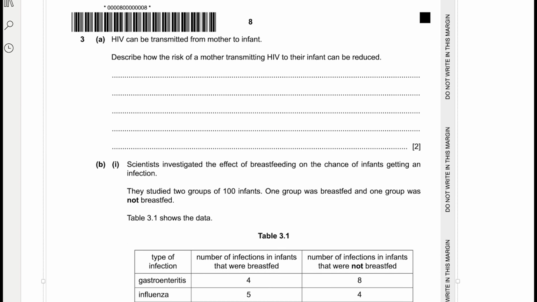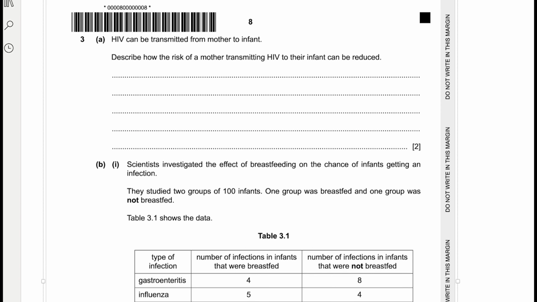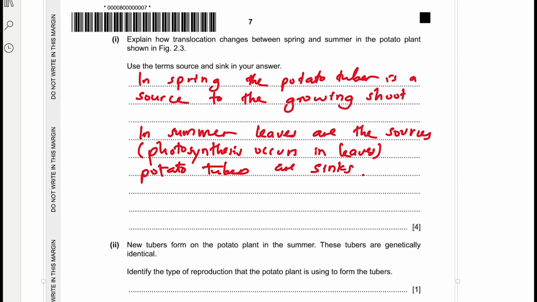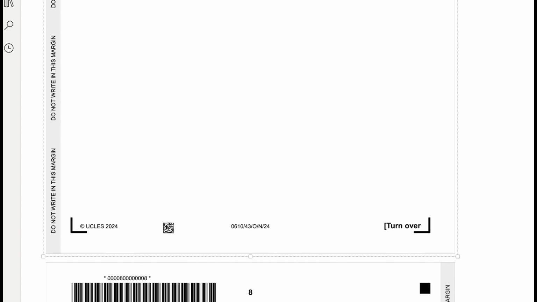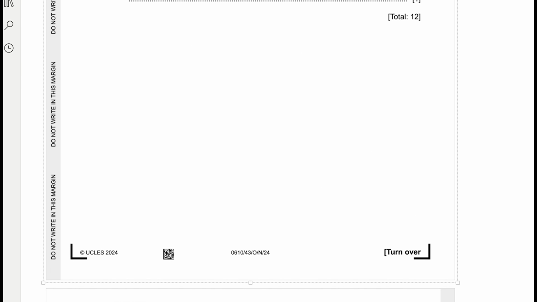Okay, new tubers form on the potato plant in summer. These tubers are genetically identical. Identify the type of reproduction that the potato plant is using to form tubers. Now, if they are genetically identical, it means the type of reproduction involved here is asexual reproduction. That's what we are going to fill in over here. So it will be asexual reproduction.